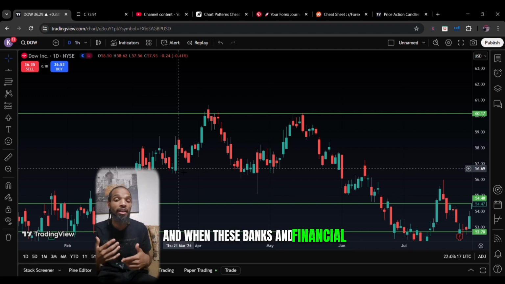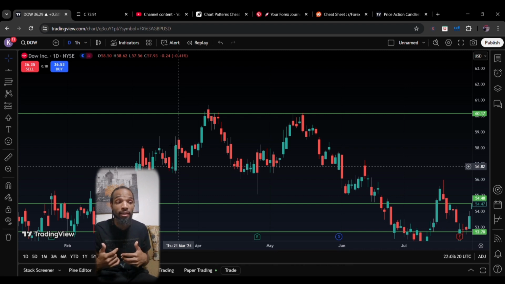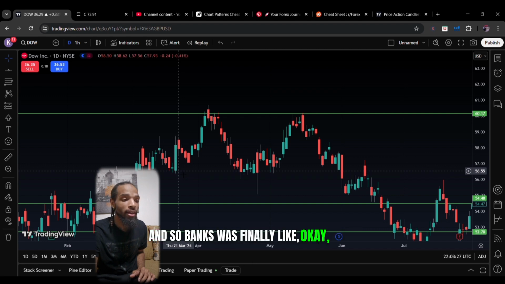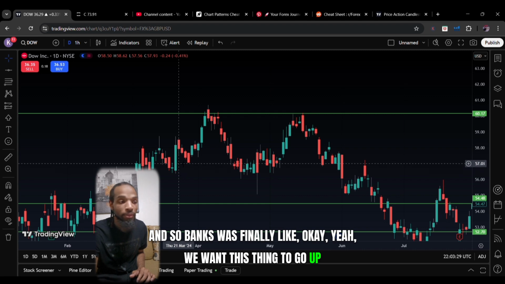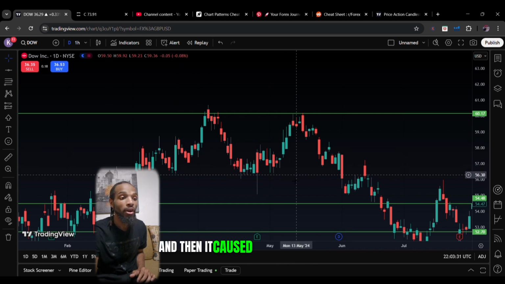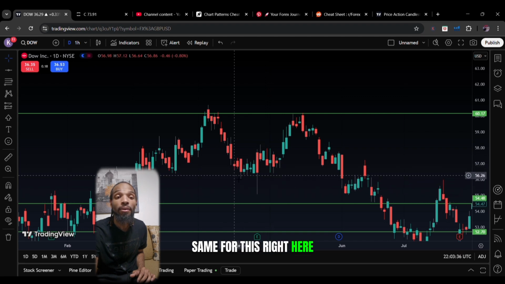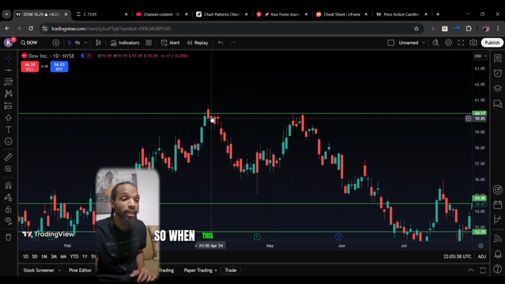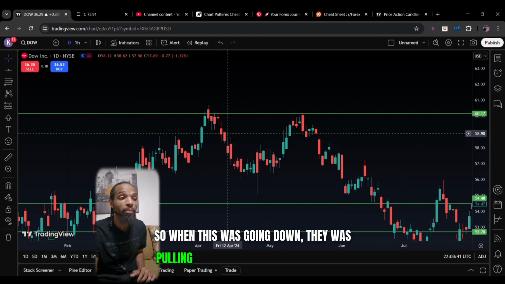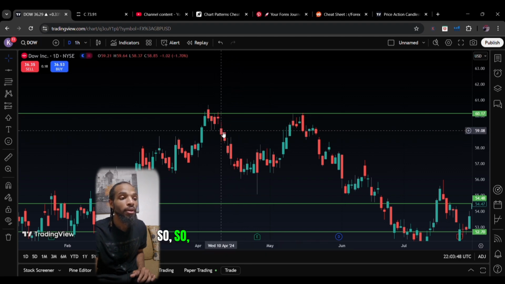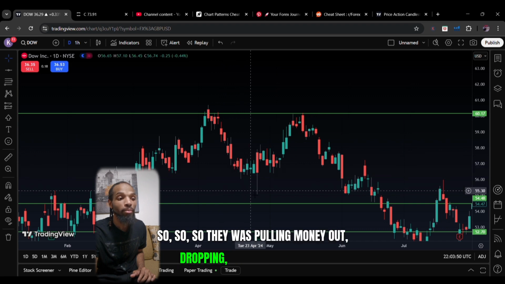And when these banks and financial institutions are putting their money in, that's what causes it to pump up like that. And so banks was finally like, okay, yeah, we want this thing to go up. And then it caused that big movement. Same for this right here. So when this was going down, they was pulling money out and it was dropping. This is the Dow. So they was pulling money out, dropping.